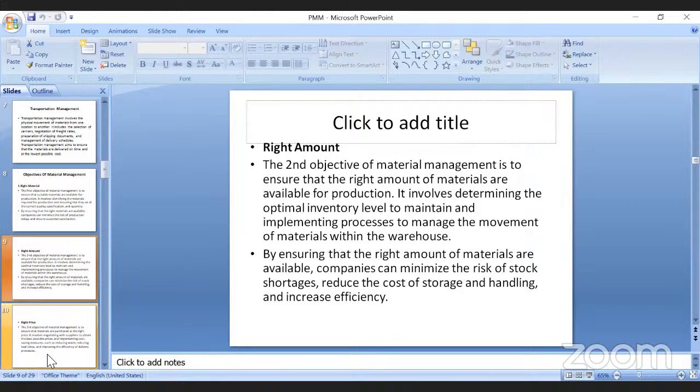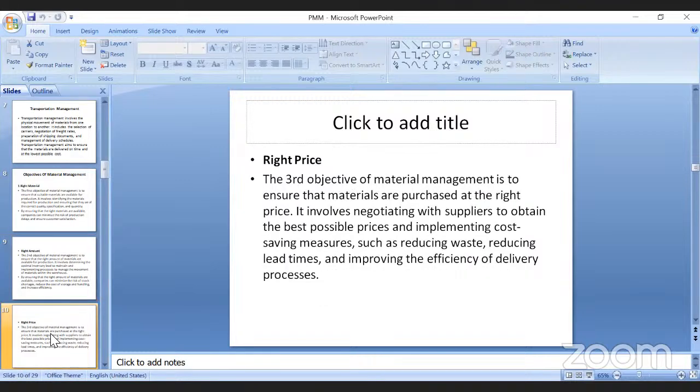Next, right amount. Who will tell me? Also right amount, right material. Three right things: right time. Right time, and one more right? Price. Yes, right price.